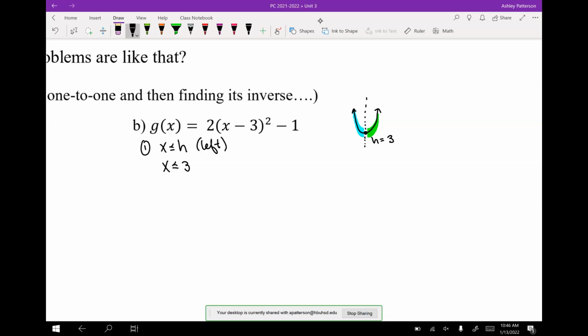And then everything's the same. We're going to switch the x and y. So switch x and y with me, please. So x is equal to 2 times (y minus 3) squared minus 1. And then let's solve for y. So I'm going to add 1 to both sides. x plus 1 is equal to 2 times (y minus 3) squared. And let's divide by 2. So we get the quantity (y minus 3) squared equal to (x plus 1) over 2.